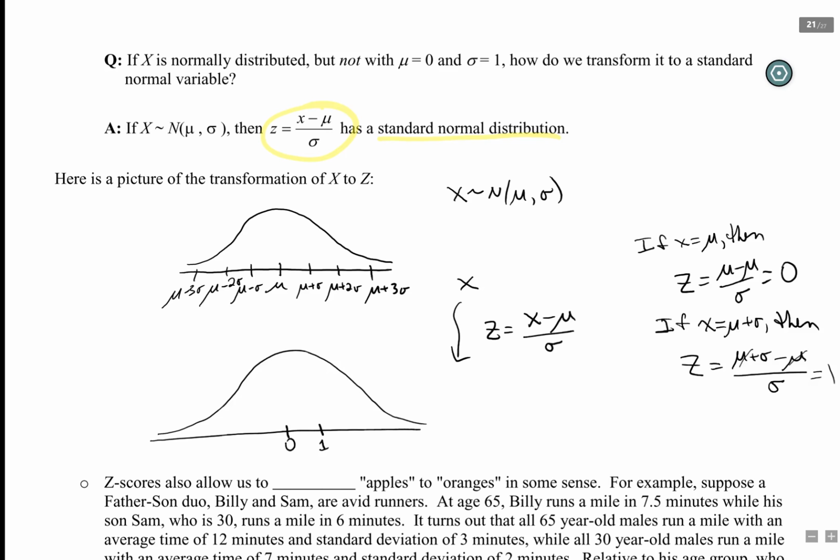Mu plus 2 sigma is mapped to 2. Mu plus 3 sigma is mapped to 3. Mu minus sigma is mapped to -1. Mu minus 2 sigma is mapped to -2. Mu minus 3 sigma is mapped to -3. Okay? So that's how this transformation is allowing us to go from any normal distribution to a standard normal distribution.